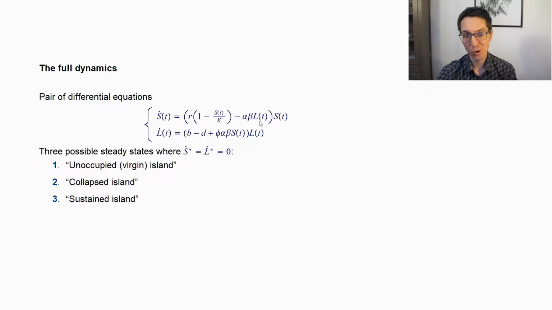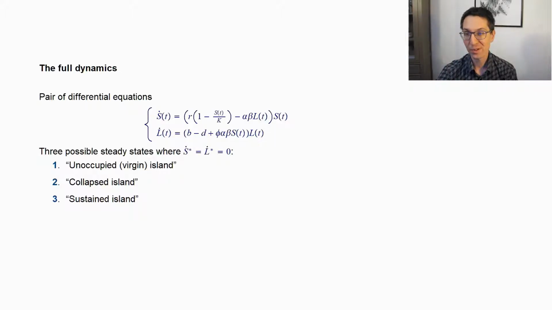The population growth of the island is a function of births B minus deaths D, plus phi alpha beta S_t, which is an increasing function of how much food is available per person, which of course multiplies L_t. The easiest point to start is always with a description of the steady state, which will be pairs of S and L, thus S star and L star, at which both the population and the stock of nature do not change.